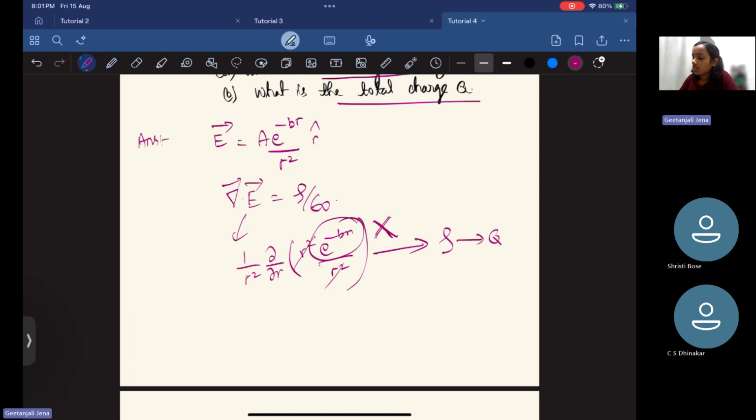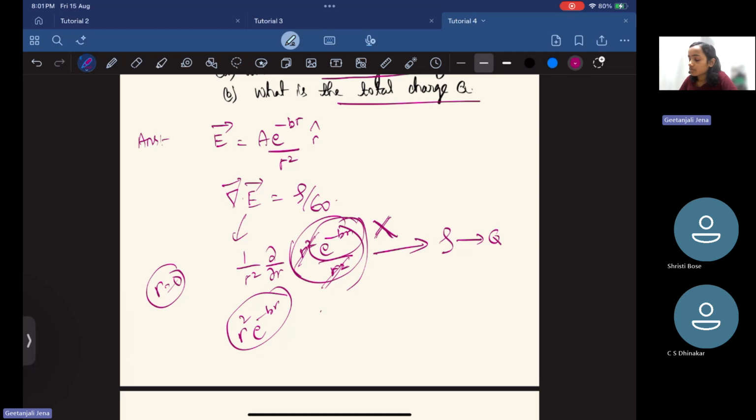This is wrong because r square will cancel with r square only when you are not considering the origin point. When r is 0, you can't cancel r square with r square. So whenever there is a 1 by r square term, check whether the electric field you are considering gives any non-zero value of r. If it is only e^(-br), then it's fine. It's considering the r equal to 0 term.